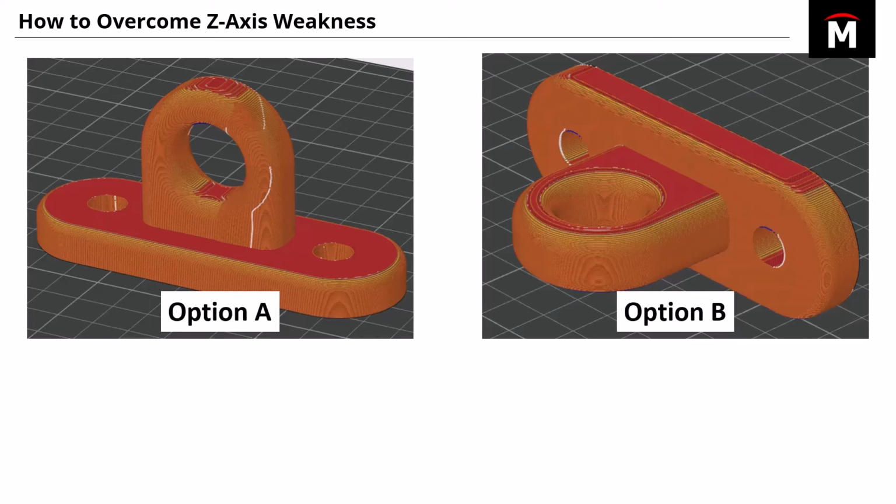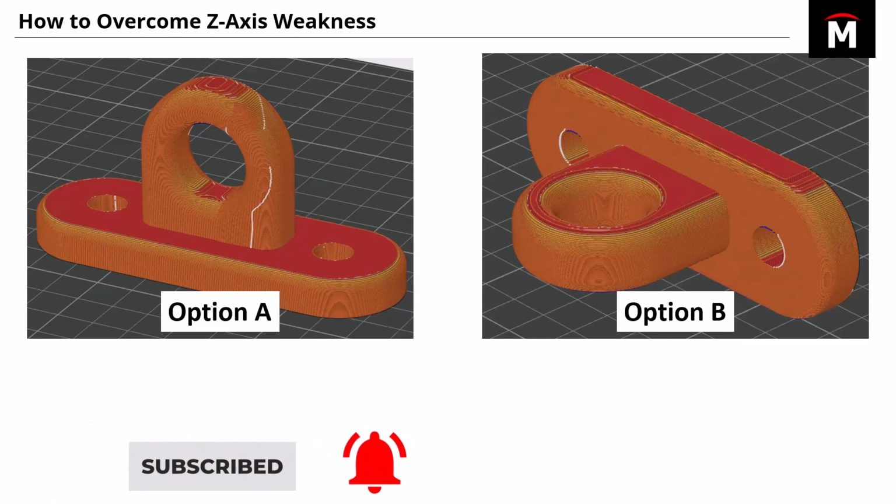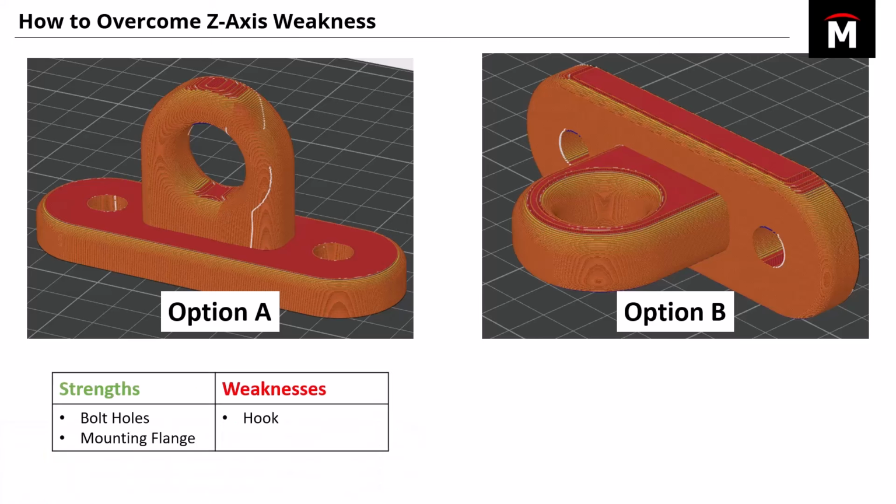But in combination with that, I have a second concern, which is because these forces are acting in different planes, and that's where the Z-axis weakness comes in, because there's not a print orientation that can optimize strength for all of the features of this part. So with option A, the bolt holes and the mounting flange will be really strong, but the hook is going to be more prone to breaking somewhere probably up here where it's a little bit thinner.